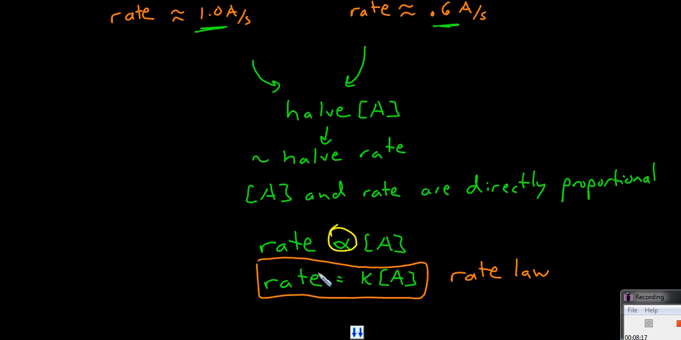In fact, you can create an equation describing this directly proportional relationship. For example, if you made A go up in this equation, you would make rate go up by the same degree. In this directly proportional relationship, we have K, a rate constant, and this equation is our rate law, which we'll spend a lot of time with.